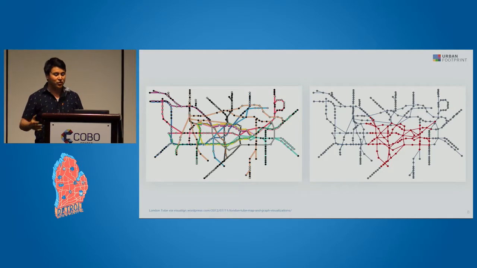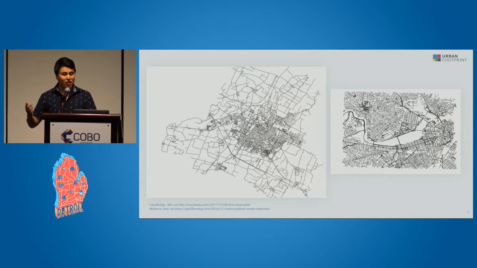And you see graphs every day. For example, here's a transit network. This is the London Tube, and it's also a graph. And in OSM's example, here's a city in Italy, and also Cambridge in Boston. And both of those are graphs. Everything is a graph.